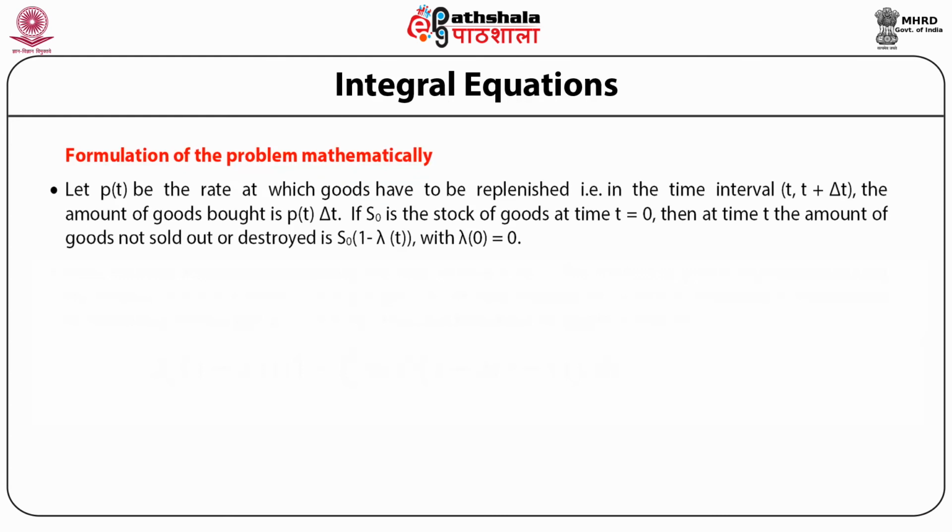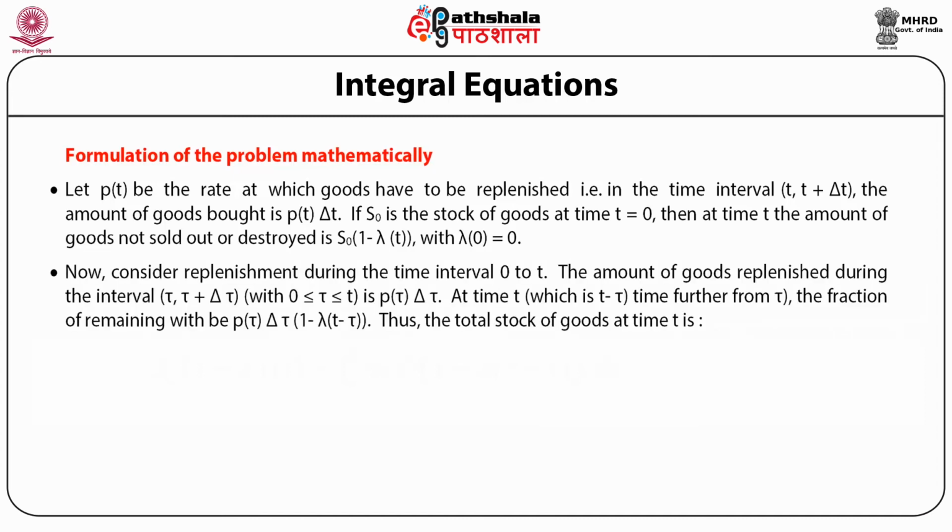So let P of t be the rate at which goods have to be replenished. What does it mean? It means that in the time interval t and t plus delta t, the amount of goods bought is P of t into delta t. Now, if S0 is the stock of goods at time t equal to 0, then at time t, the amount of goods which are not sold out or destroyed is S0 into 1 minus lambda of t, where lambda at the time t equal to 0 is equal to 0.